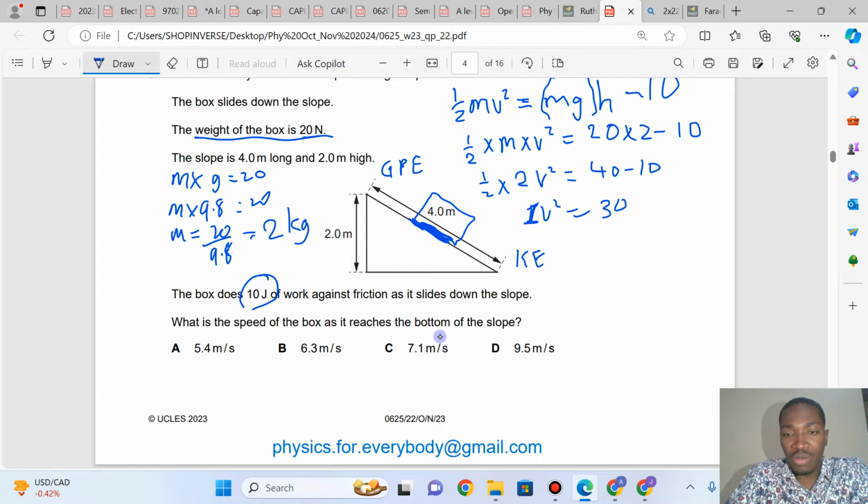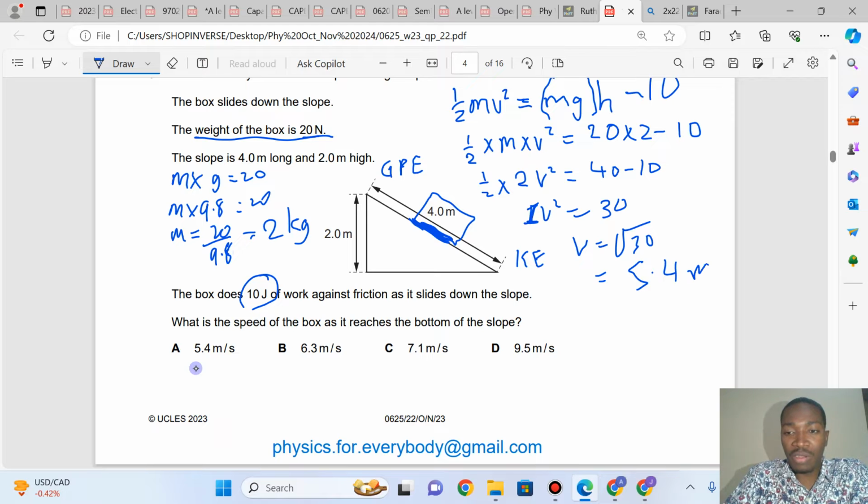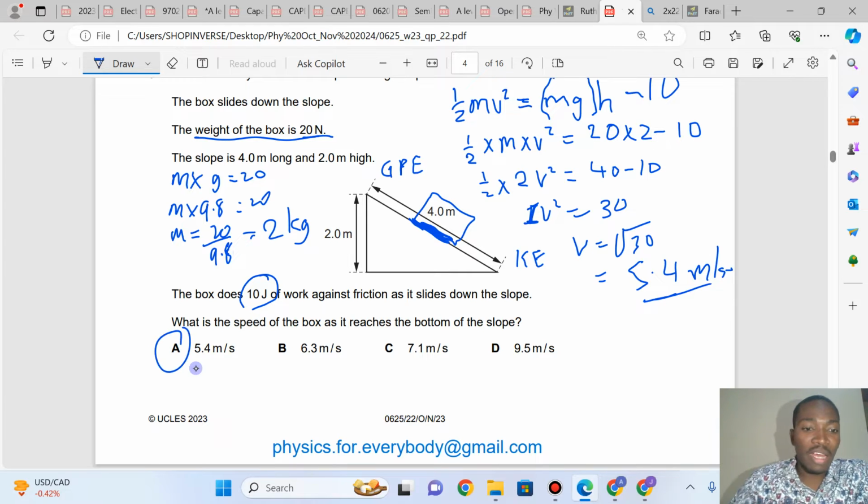If v squared equals 30, how do you get v? v equals the square root of 30. If you take the square root of 30, you should get a value between 5 and 6. That should be approximately 5.4. Use your calculator to do this. You get 5.4 meters per second. That makes option A the correct answer to question number 9.